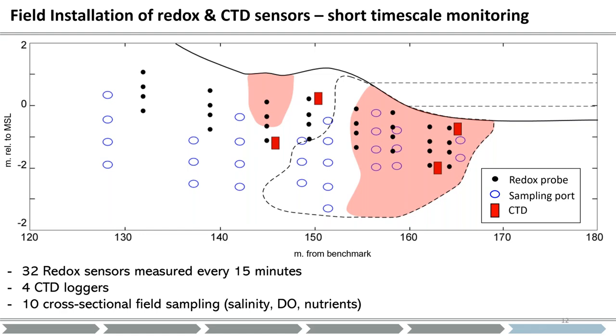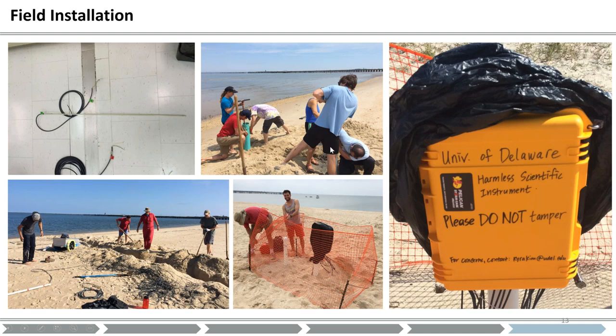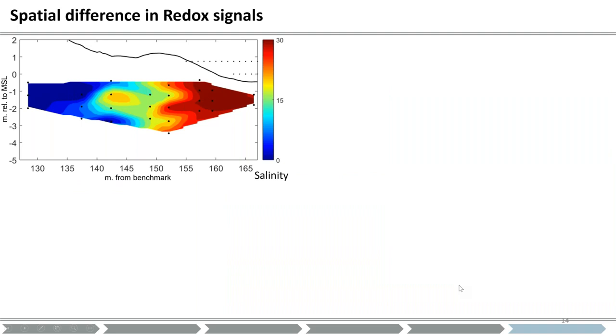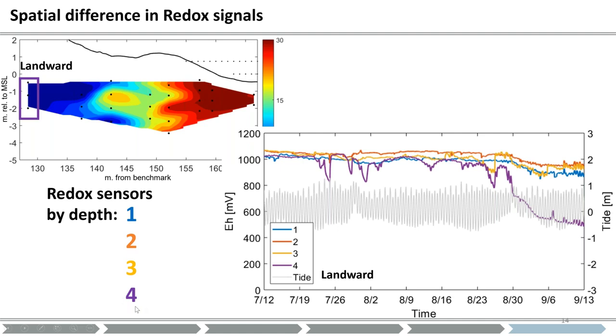And so here are some pictures of the field installation. We have these sensors, we augured them in, we ran all the cables through a trench, and the data logger was recording everything. So really quickly, some spatial differences in redox signals. Here's a salinity distribution from one of the days that we did manual salinity sampling. We're going to start from the landward side, and I'm going to show you redox sensors by depth just to show you how spatially variable they are. So the top sensor is going to be in blue, and the deepest sensor is going to be in purple, number 4.